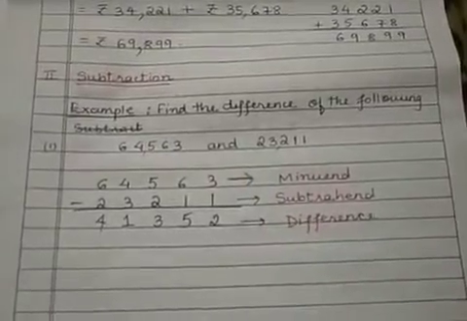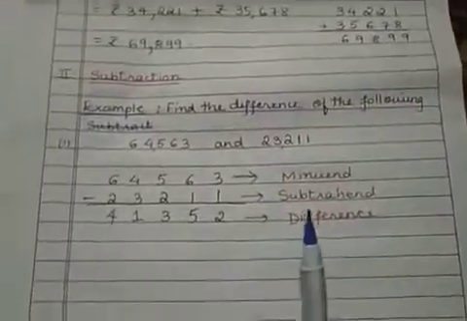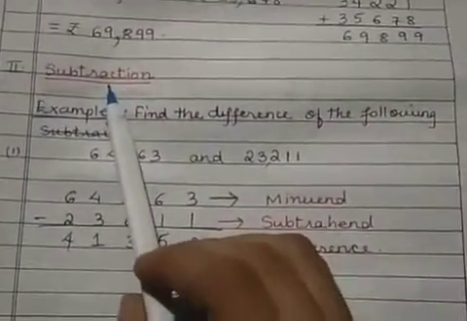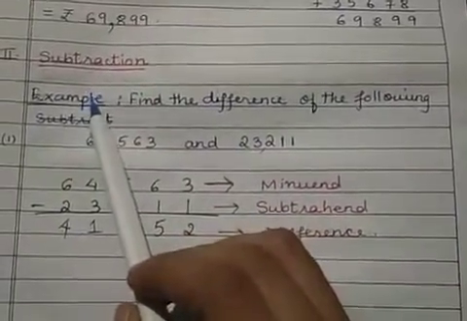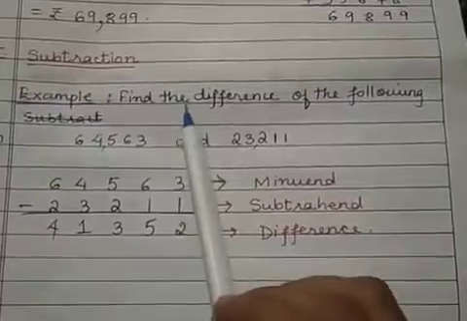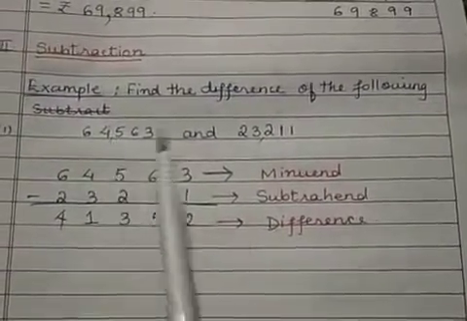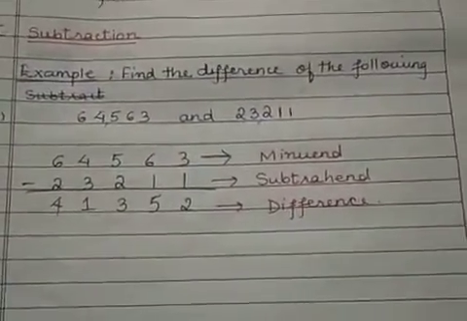In this video, let us see the second operation on large numbers. Second operation is subtraction of large numbers. Let us take the first example. Find the difference of the following. So you are given these two numbers and you are asked to find the difference of these two numbers.